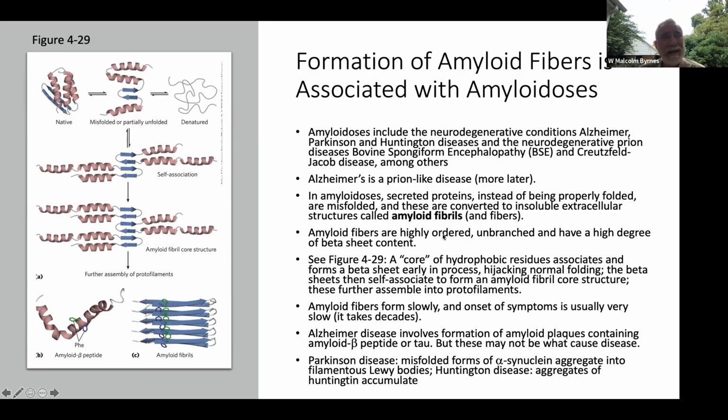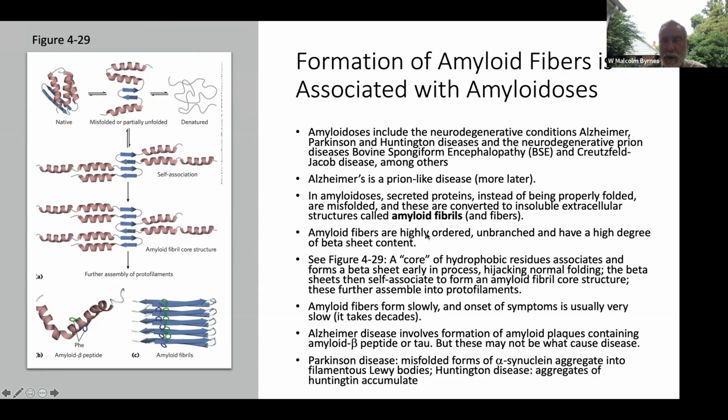The amyloid fibers are actually highly ordered, but they're the incorrect structure. They're unbranched and have a high degree of beta sheet conformation, as shown here on the left. And you can look at Figure 4.29 from your textbook. This shows the native structure, the denatured form of a protein, and its misfolded or partially unfolded form, with these beta strands here in the middle.